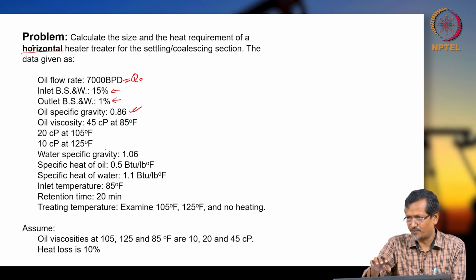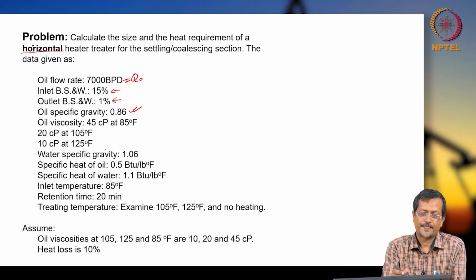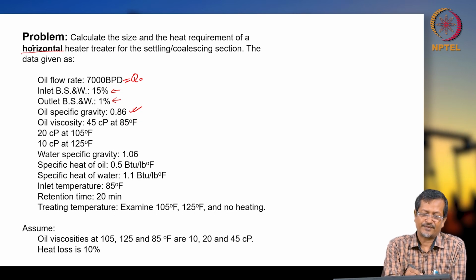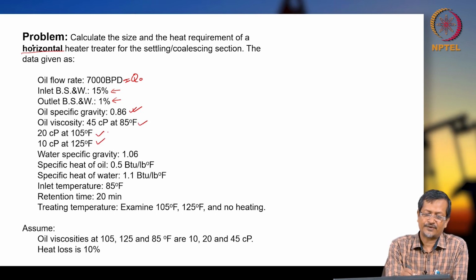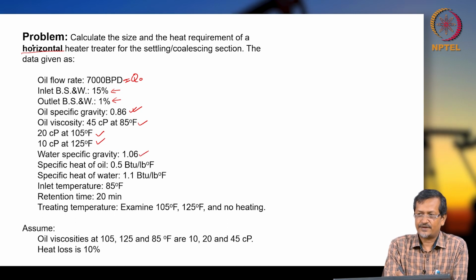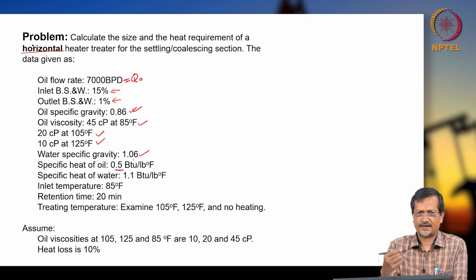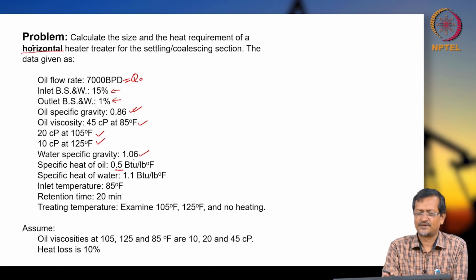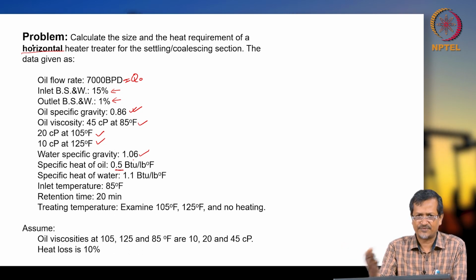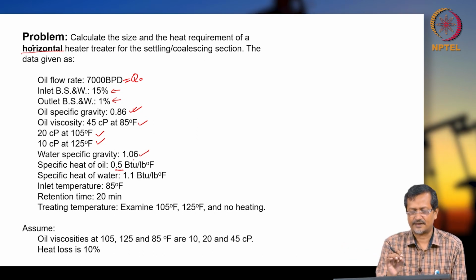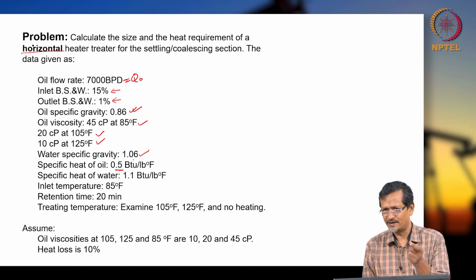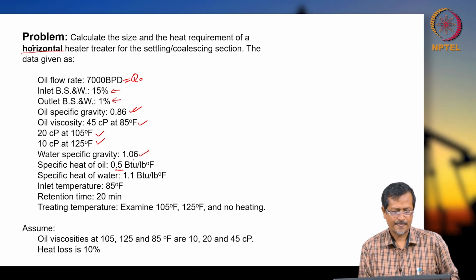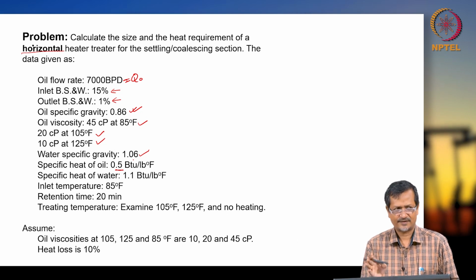Instead of giving 0.86 I can give API gravity also. In that case you have to use the API formula to convert. Oil viscosity I have given for 85 degree, 105 degree, 125 degree. Water specific gravity 1.06 I have given. Specific heat of oil 0.5. In many cases if I ask you to assume specific heat, you should assume 0.5. You should not assume more than 1 or something, which will be infeasible. So I will ask you to select a suitable value. Suitable means it should be closer to 0.5. For water 1.1 or 1 is okay, within that range.